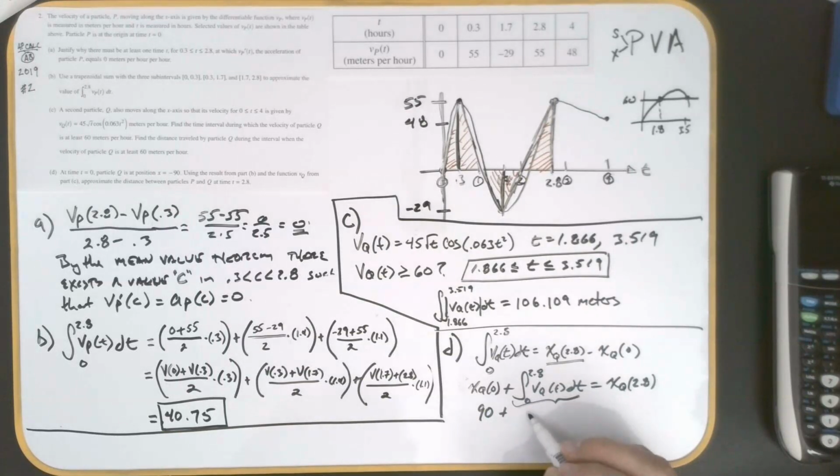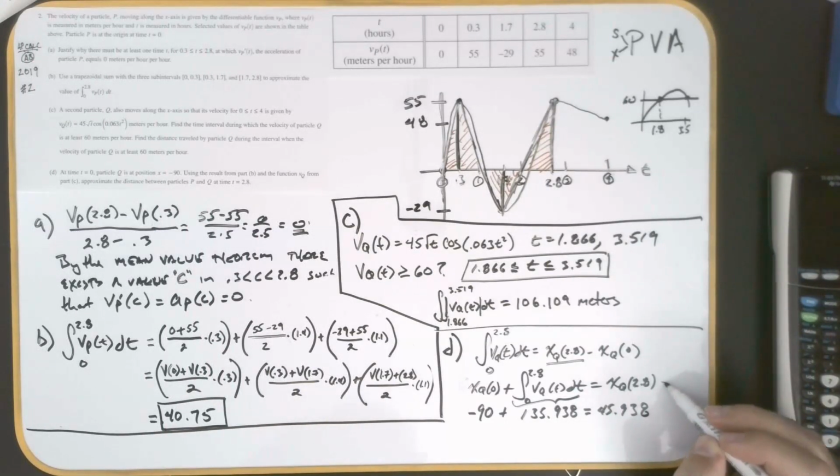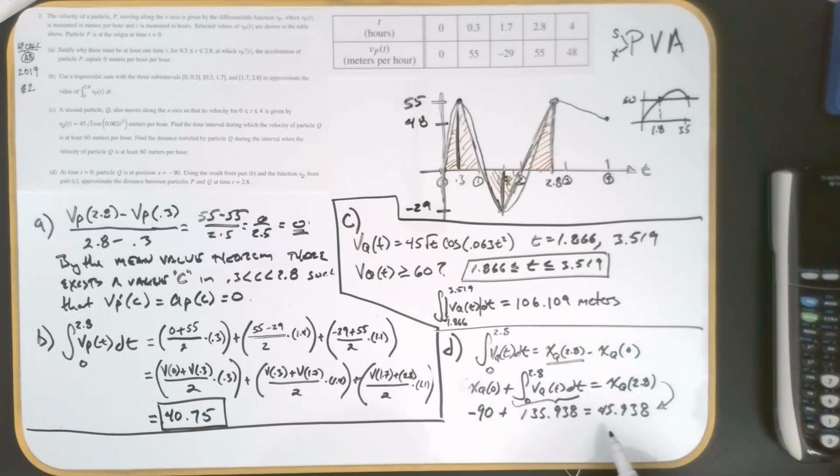If you put that in your calculator and integrate this, again by calculator, you would get 135.938 rounded. Oh, this was a negative too, wasn't it there? Okay. All right, so if we add those together, you're going to get 45.938. So that is the position of Q. Well, now that you look at it, they're actually fairly close. Point Q was at 45, and point P over here was at 40.75, so actually fairly close.